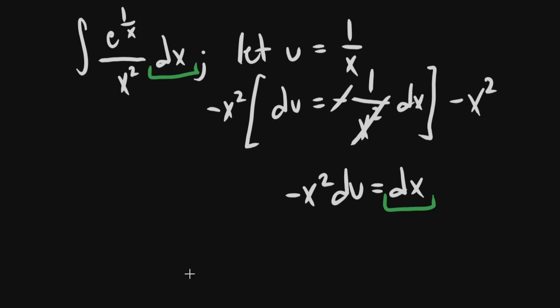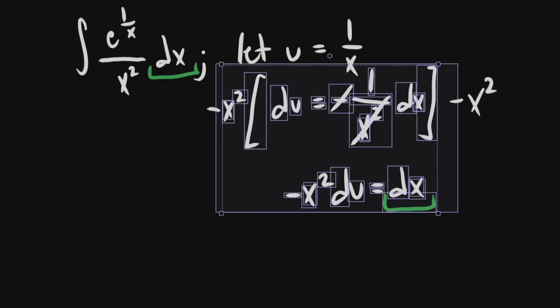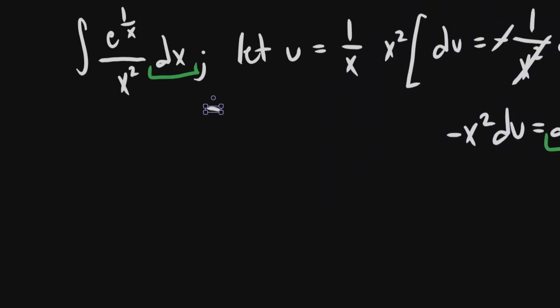So as stated here, let us move this thing here. Let's just put a barrier here. So keep in mind that dx is equal to negative x squared du. So let's just substitute it.